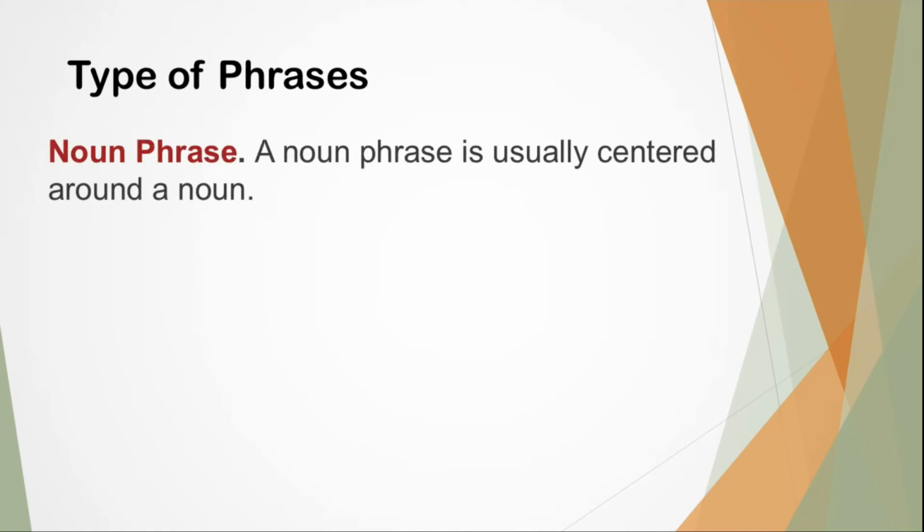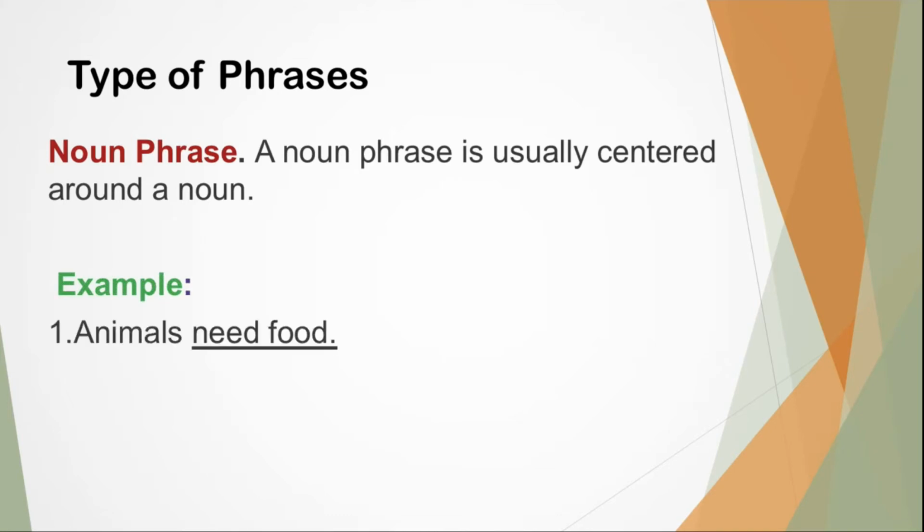So noun phrase. So a noun phrase is usually centered around a noun. Okay. So I hope you guys remember that phrases don't have a subject and predicate or verb of their own. All right. So what is the example of a noun phrase? This sentence, animals need food. Animals is noun, need food is the noun phrase. So what is a noun phrase? A phrase which is usually centered around a noun.